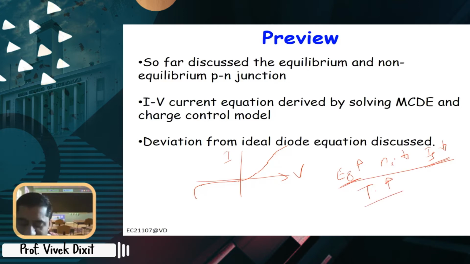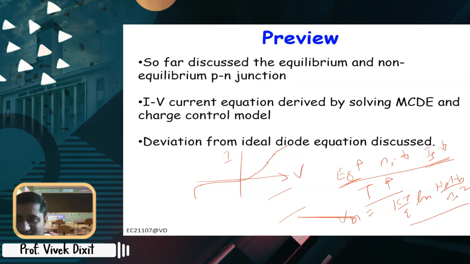But what will be the disadvantage? If you increase the band gap, what about VBI? VBI is kT by q log of NA ND by Ni squared, right? So what will happen to VBI? It will increase or decrease? If you increase the band gap, the built-in potential will increase or decrease? So your built-in potential will increase if you increase the band gap.